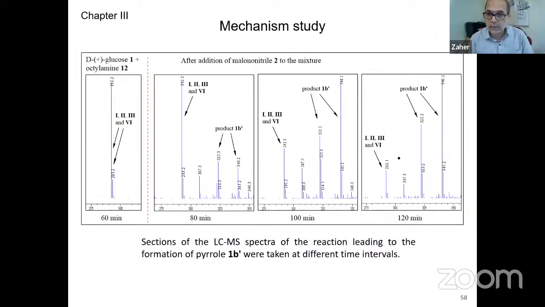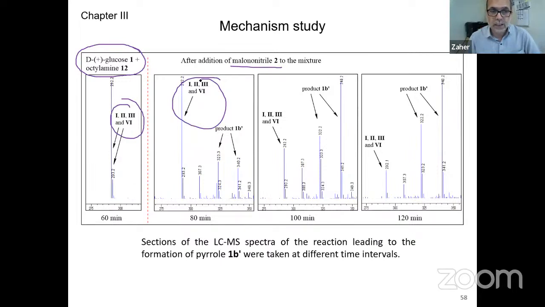We also did mass spectroscopy to complement our NMR study, and we can find in the NMR studies in the beginning when we mix the glucose and octylamine, we can find intermediates 1, 2, 3, and 4. Now, when we add our malononitrile, these intermediates decrease and the product starts forming. They decrease, more product, they decrease, and more product.